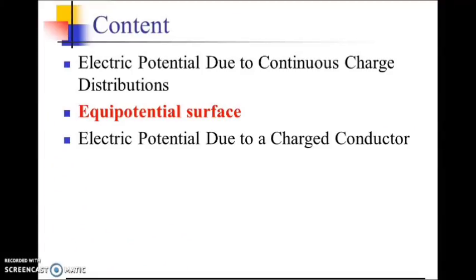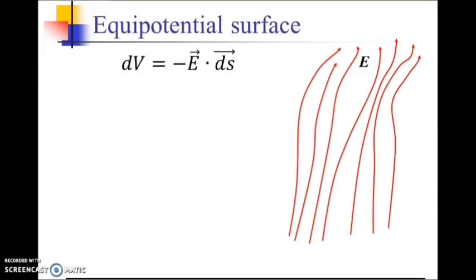So the next topic is equipotential surfaces. Let's consider an electric field. The electric field doesn't have to be uniform. So here on a picture we have electric field lines of a non-uniform electric field. Now let's consider an infinitesimal displacement such that it is perpendicular to one of the electric field lines.